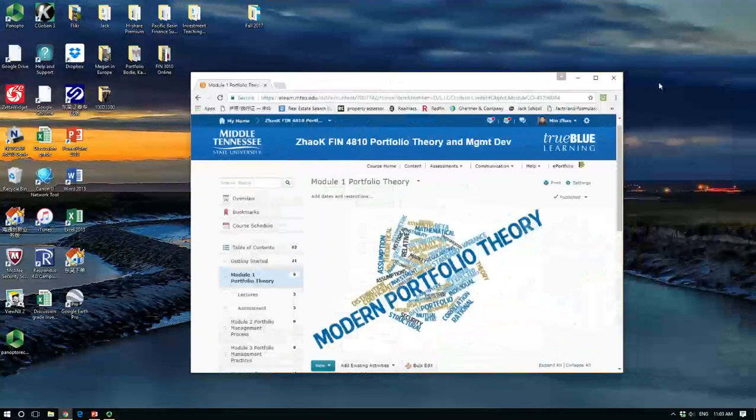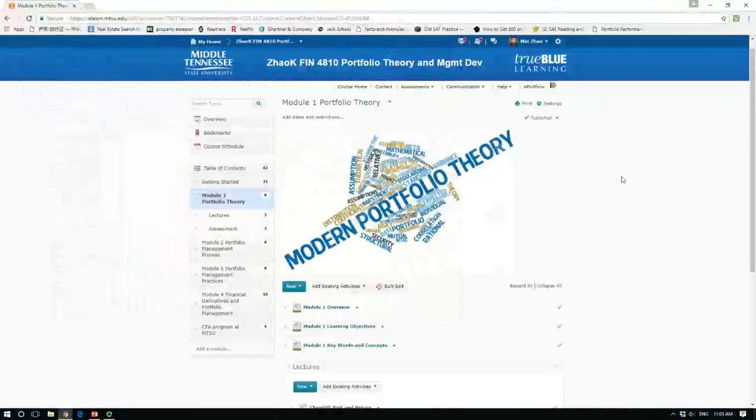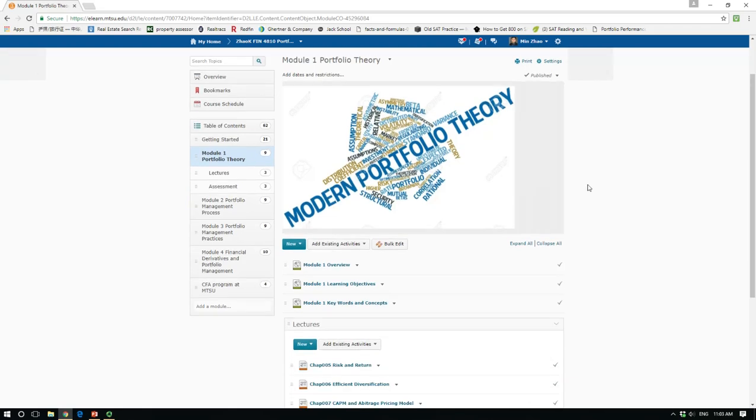First of all, I want you to look at the structure of the first module, and the first module is about portfolio theory. And this is your web page on D2L. As you see, all the learning materials are posted on D2L. And we have 4 modules to go through for the entire class. And each module has 3 different components.